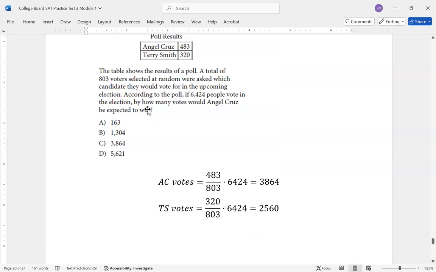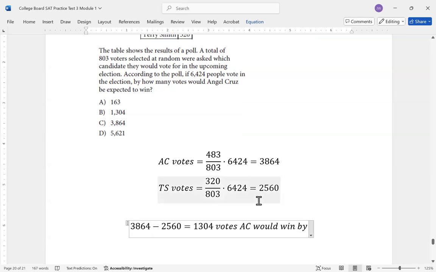Now here's the key. We're not asking how many votes Angel Cruz is going to get. We're asking by how many votes Angel Cruz would be expected to win. That's the difference between these two numbers. So if we take 3,864 minus 2,560, you would end up getting 1,304. That's how many votes Angel Cruz would win by if this projection held up.